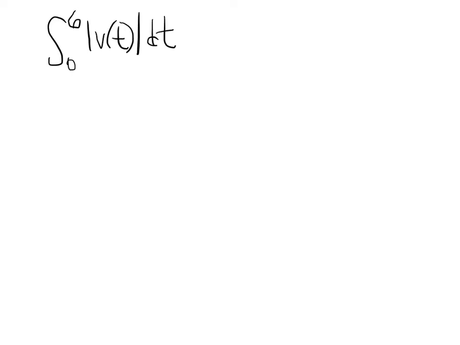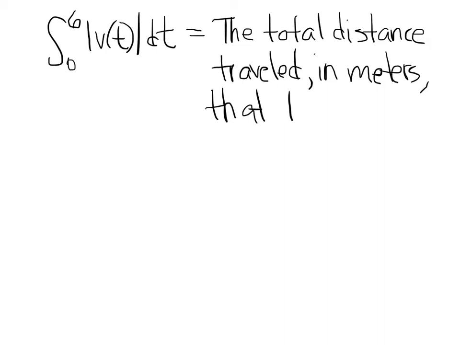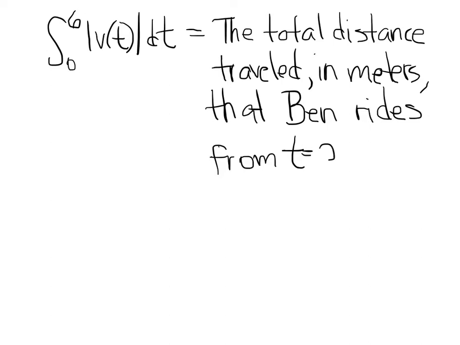dt. Okay, well we know when we take the integral of velocity we get the displacement. Well, when we take the integral of absolute value, this would be the total distance traveled, and make sure you use units and time in this. The total distance traveled, and what are the units? In meters. Okay, and you can say Ben rides from t equals 0 to t equals 60 or something like that. So you must give all of the units to get a full point there.